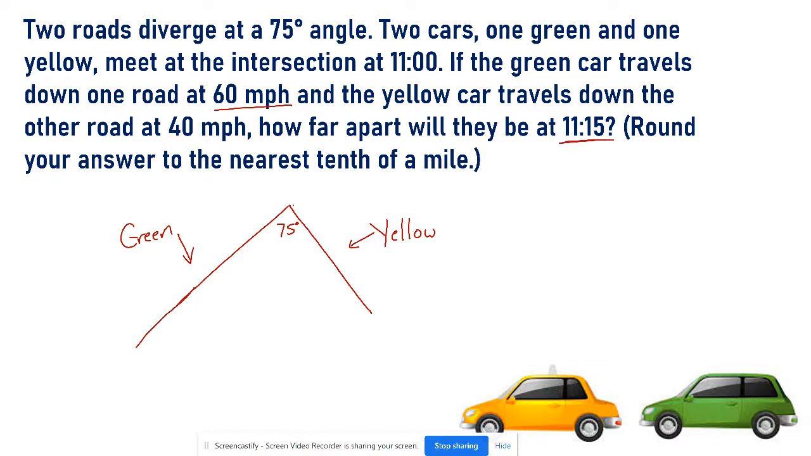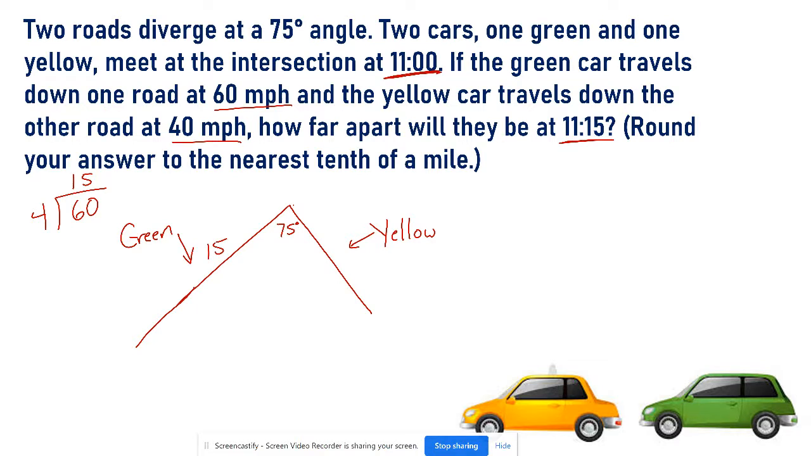So they start at 11 o'clock. That's where they diverge from each other. And 15 minutes later, how far apart will they be? So you got to do a little basic math with the miles per hour here. If the green car is going 60 miles per hour, 15 minutes, that's a fourth of an hour. So if you're going 60 miles in an hour, after 15 minutes, 60 divided by 4 is 15. You would expect to go 15 miles. So the green car goes 15 miles.